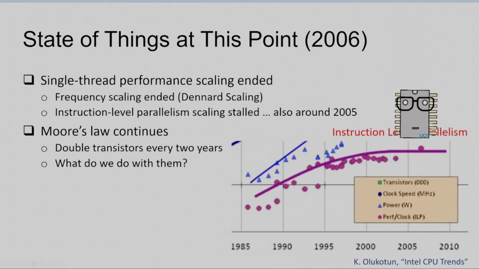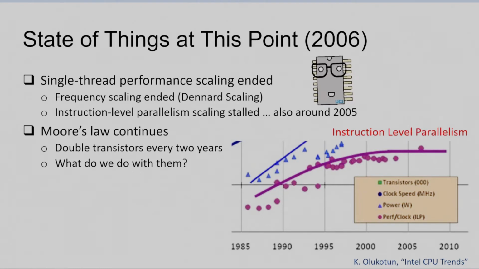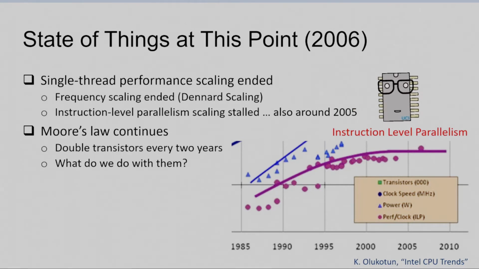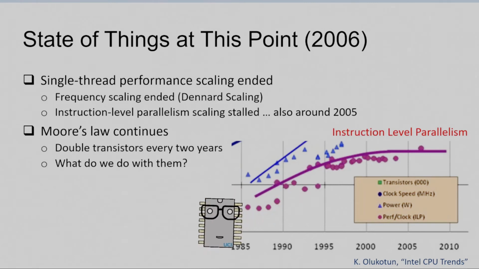So if you look back at the state of things at this point, back in 2006, single thread performance scaling has effectively ended. First, because the frequency scaling ended, because Dennard scaling has ended. And incidentally, also around 2005, 2006, instruction level parallelism scaling also stalled. And you can see the chart here. The purple line here is the instruction level parallelism.